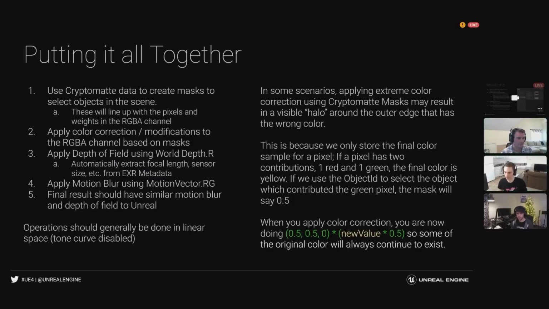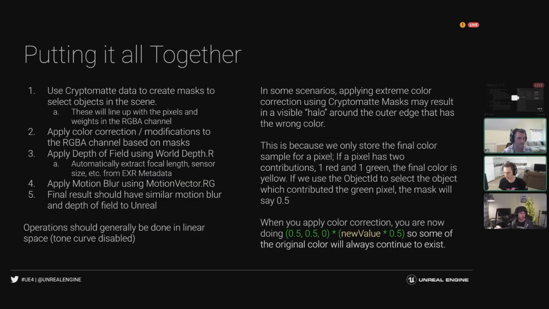You're going to apply color correction or modifications to your RGBA channels based on this mask generated by Cryptomatte. Then you can apply depth of field using the world depth, automatically extracting the focal length, sensor size, etc. from the metadata. Then you can apply motion blur using the motion vector data. The final result is going to have similar motion blur and depth of field to Unreal, but it's not going to be a perfect match because, again, it's two different pieces of software with different algorithms, but you can get a pretty close look between the two. For these operations, you generally want to be in linear space, which is linear sRGB, so that means disabling the tone curve.